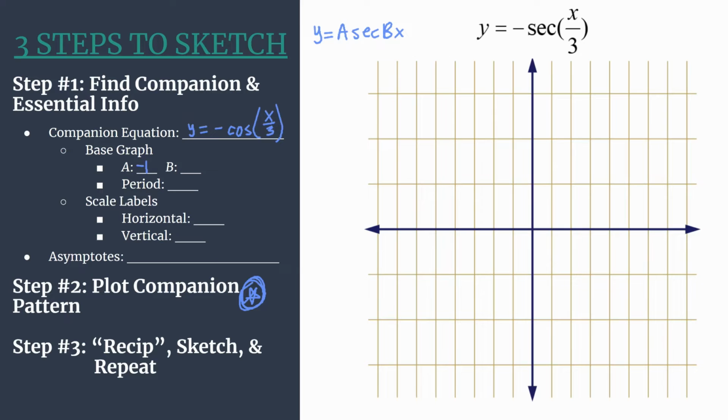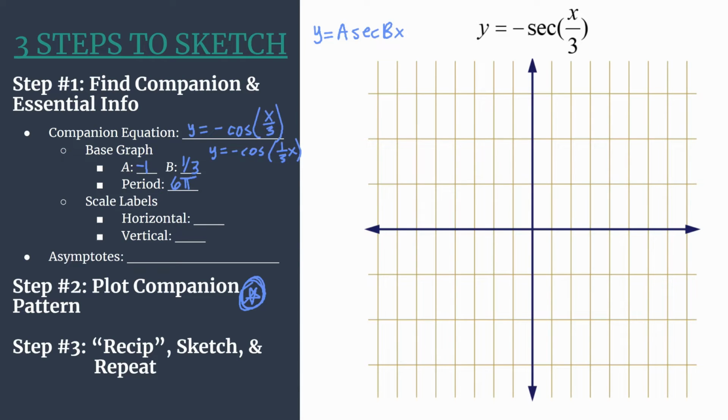All right, next is b. Now, b is a little bit hidden in how we have this equation written. If you'd like to write it as y equals negative cosine 1/3 x, that may help to see that b is 1/3. So b tells us how many cycles happen between 0 and 2 pi, and it also helps us find the period. We do that by taking 2 pi and dividing by b. So 2 pi divided by 1/3 is actually like 2 pi times 3. So our period here is going to be 6 pi.